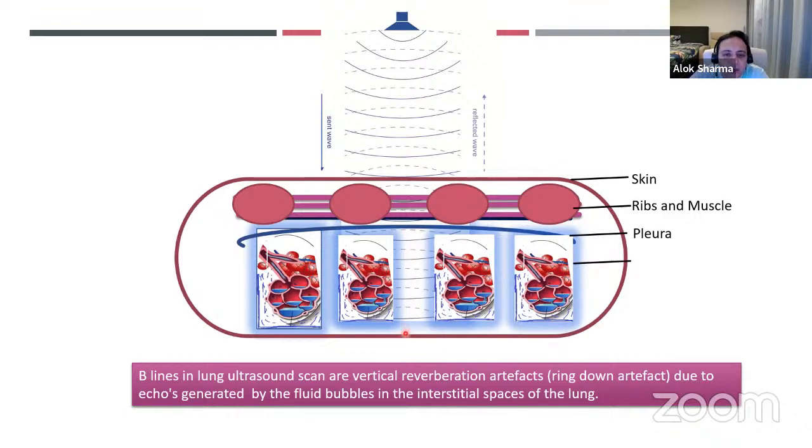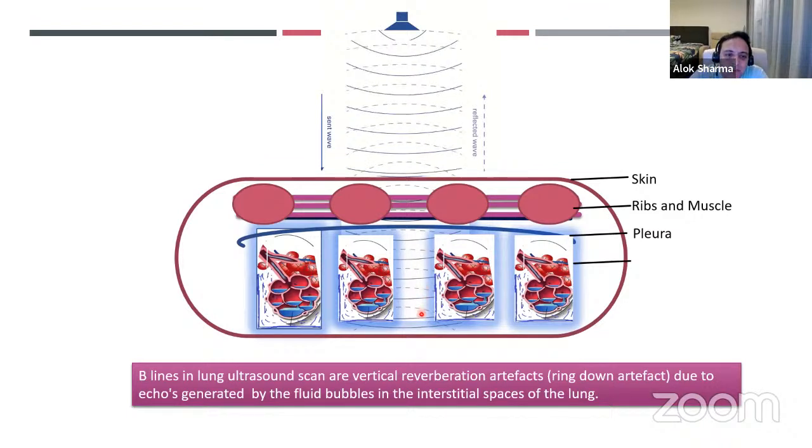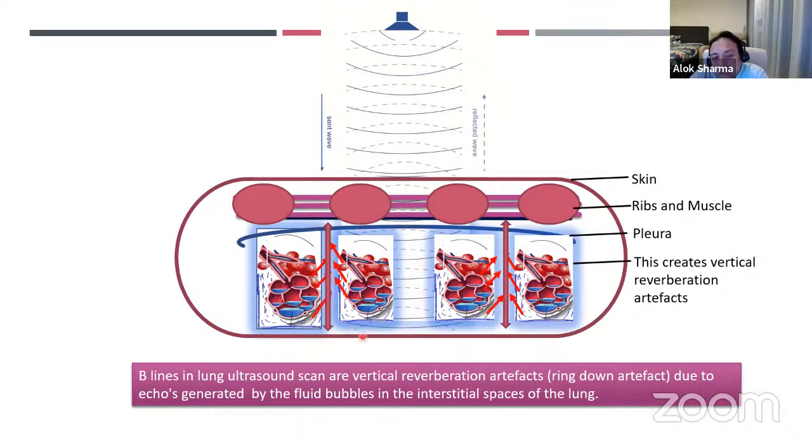Now, how is that fluid organized? It's organized as small bubbles, which I'll show you, in the form of a tetrahedron. So sound waves tend to reflect back into these areas, and they reflect in between these small air bubbles stuck there as opposed to in the horizontal areas. And they produce what we call our classical vertical reverberation artifacts that we call B-lines.